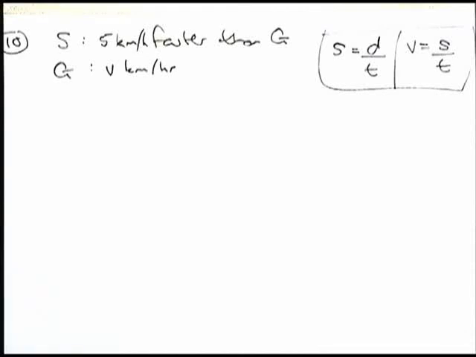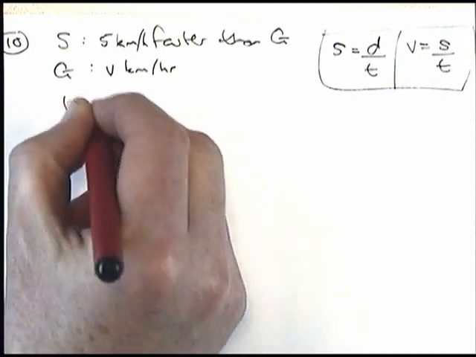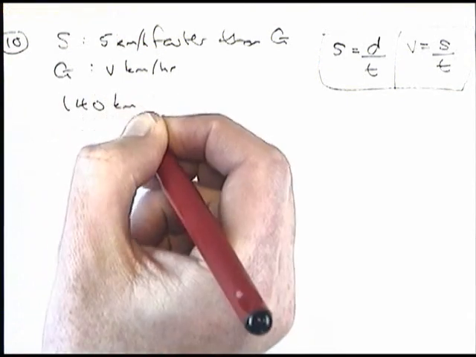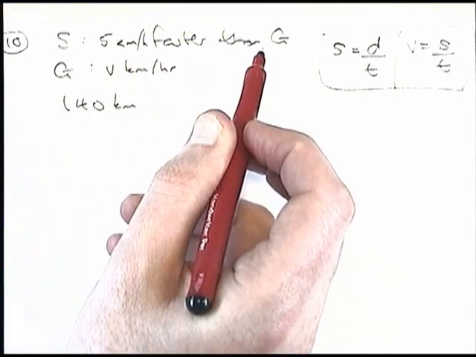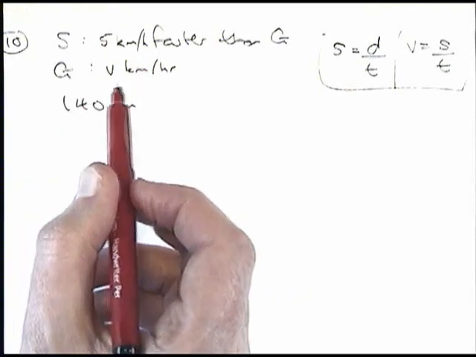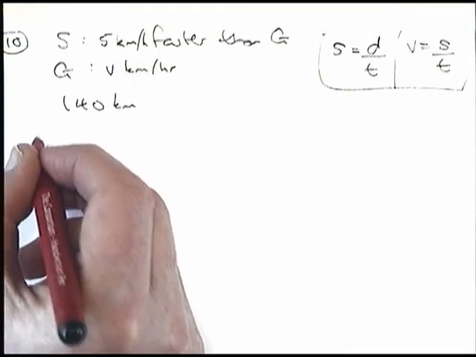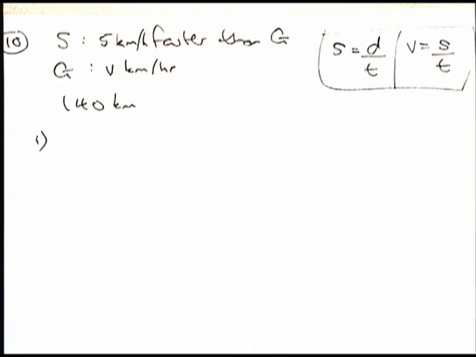AddMaths 2008, Question 7. Simon and Gavin drive a distance of 140 kilometers along a motorway, both at constant speed. Simon drives 5 kilometers per hour faster than Gavin. Let Gavin's speed be v kilometers per hour. Number 1. Write down expressions in terms of v for the time taken by Gavin and Simon.